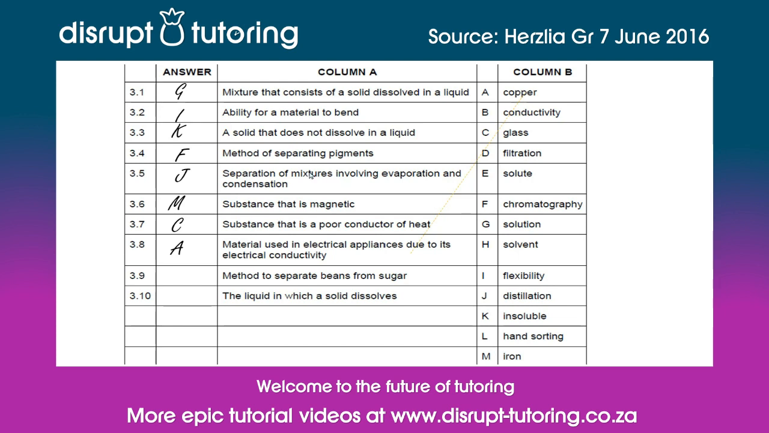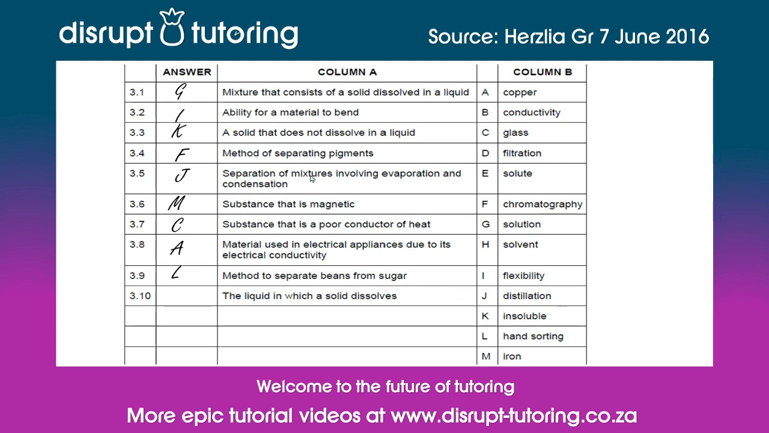3.9. A method to separate beans from sugar. This would be hand sorting. You can hand sort beans from sugar because beans are big. You can simply pick them out of that mix. Okay, so hand sorting is the answer we're looking for, L.